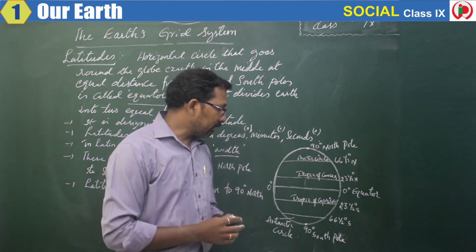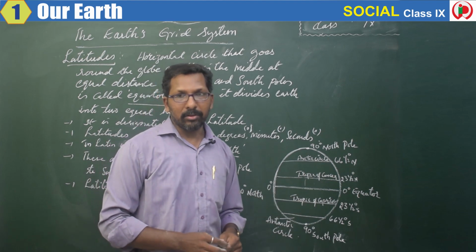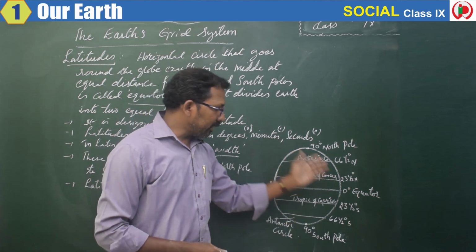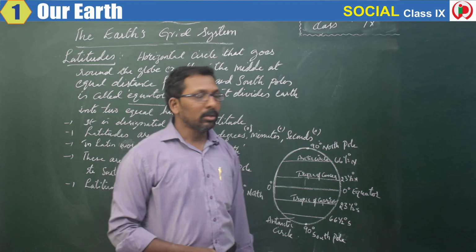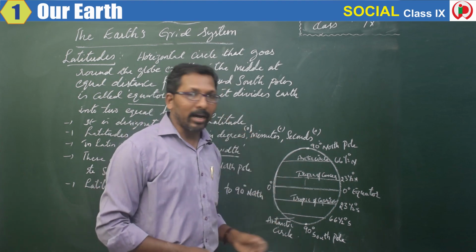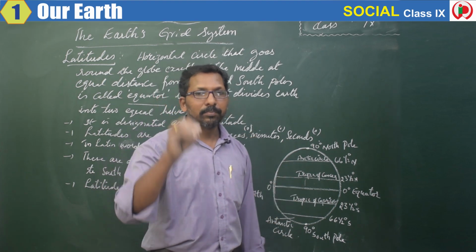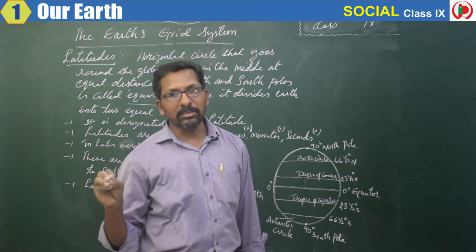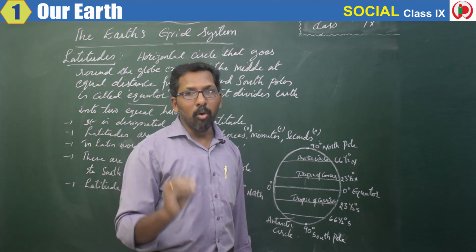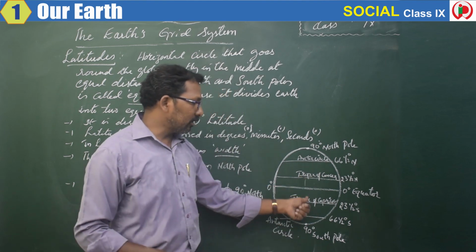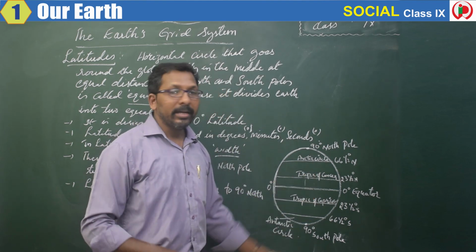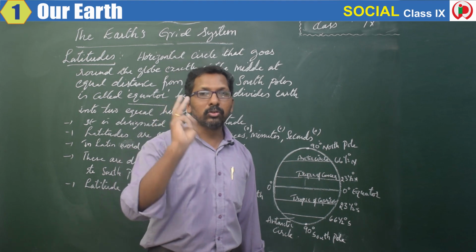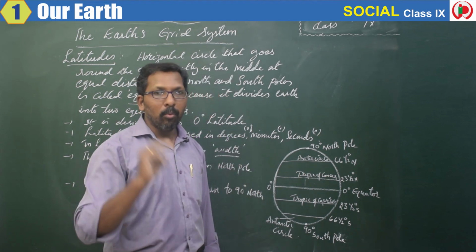Yes, right. So our geographers, when they were making these latitudes and longitudes, studied that in some places the sunlight is quite less, in some places the sunlight is much more, and because of that they divided the earth into 3 zones. What are those zones?